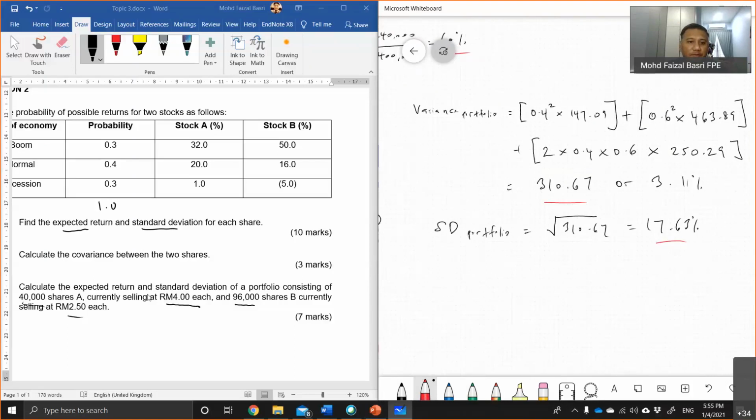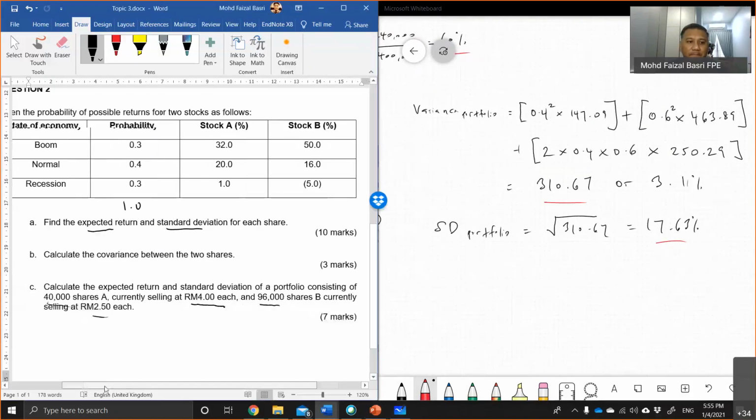Okay, so technically we've answered question C. So we get 7 additional marks. So a total of 20 here.